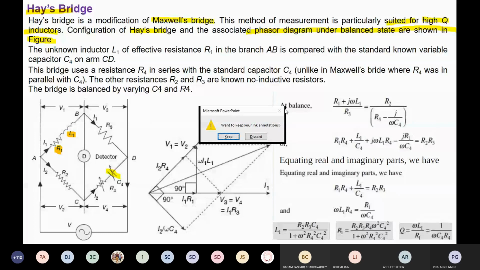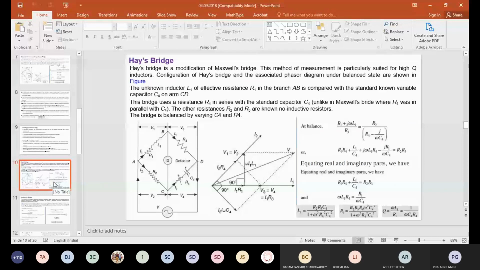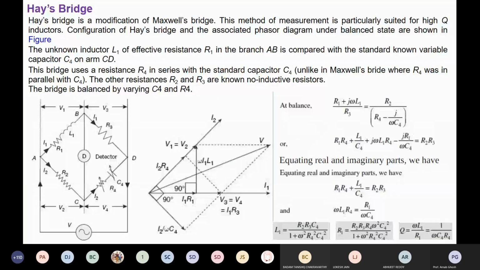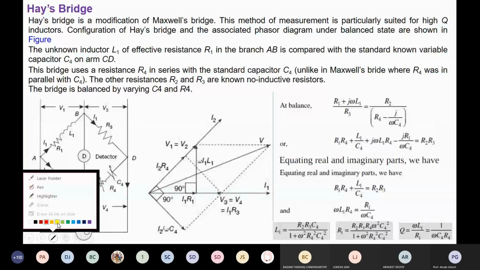Just listen carefully. The Hay bridge is a modified version of the Maxwell bridge. In the Maxwell bridge, the variable resistance R4 and C4 are both in parallel with each other. But in the Hay bridge, you can see that R4 and C4 are both connected together in series.